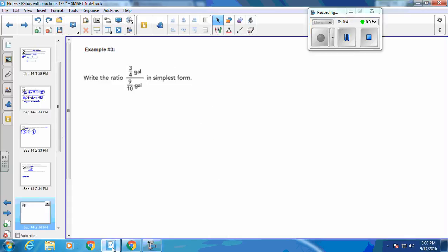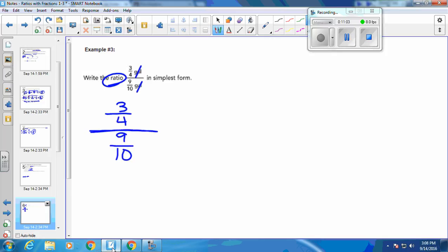They're asking us to write the ratio 3/4 gallon divided by 9/10 gallons in simplest form. Since again it says the word ratio, we really want to focus on the fact that we want to have the same unit, so it cancels out. Because I have the same units here, I can go ahead and cross off the gallons, and I'm just going to rewrite 3/4, again exaggerate my division bar, divided by 9/10. I am going to be really focusing on the denominators, which in this case are the 4 and the 10.